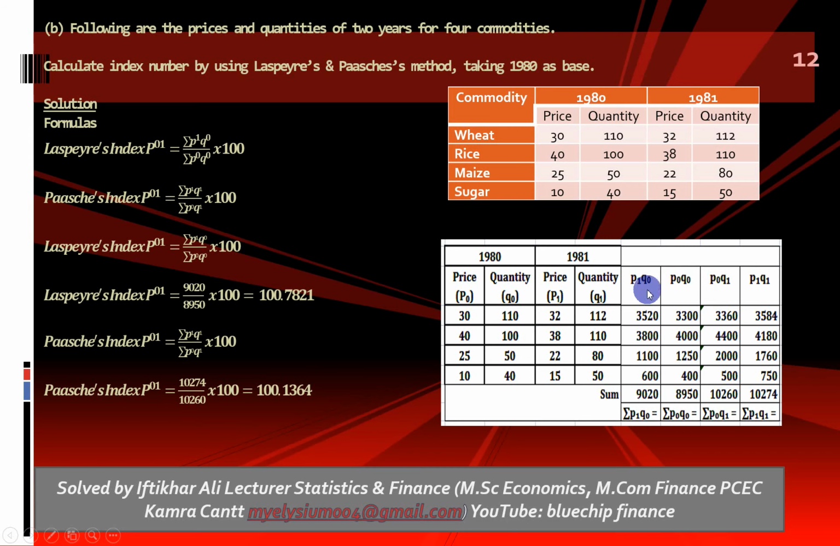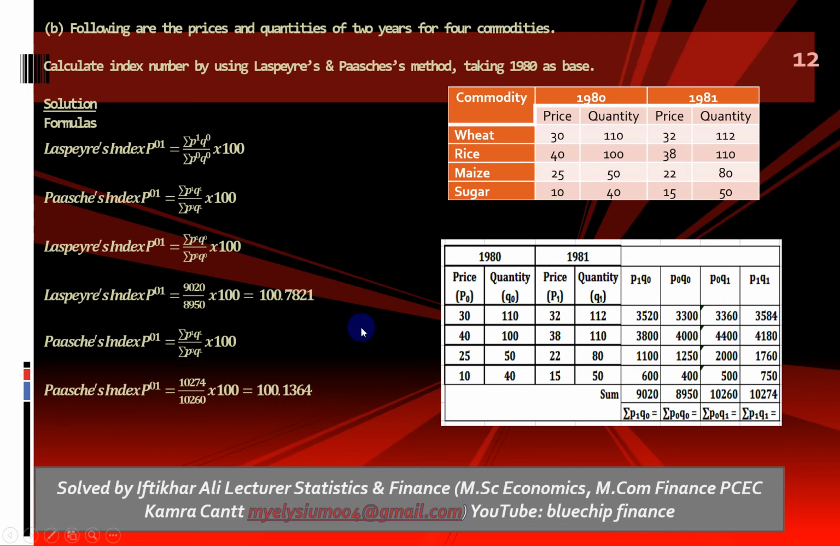Just simply multiply the respective columns. For example, P1 Q naught: P1 is here and Q naught is here, so 110 multiplied by 32 is 3520. P naught Q naught, 30 multiplied by 110, is 3300. Finally P naught Q1, 112 multiplied by 30, equals 3360. P1 Q1, 32 multiplied by 112, is 3584, and so on. And the sums of these are 9020, 8950, 10260, 10274.